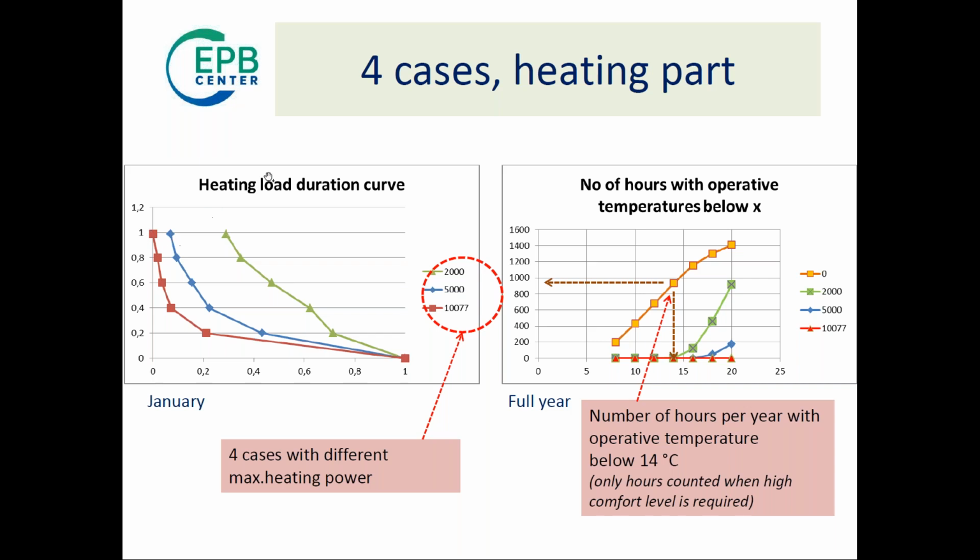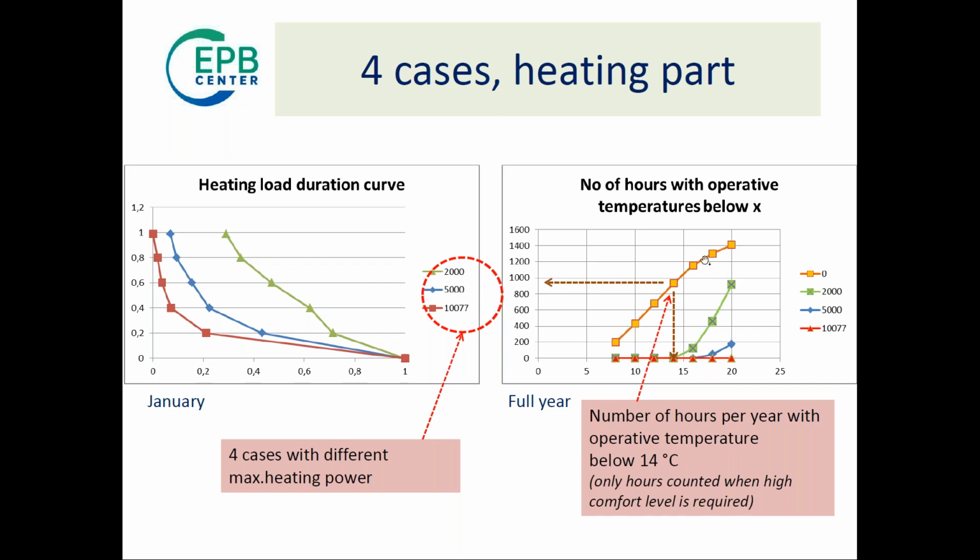the four cases together. So the heating load duration curve, if you have sufficient heating power, then you have only a few hours at maximum heating power. Here with an undersized system, you have more hours with the maximum heating, and with even lower power for the heating system, you see a quite high percentage of hours with maximum size running, and that of course is reflected in the hours that the operative temperature is not meeting the required 20 degrees Celsius.